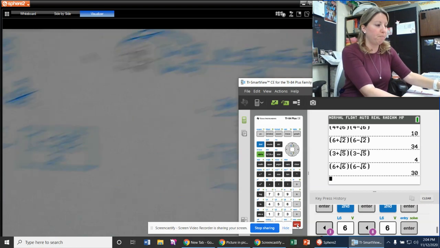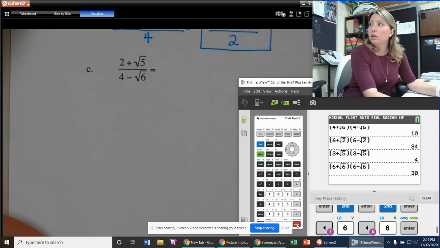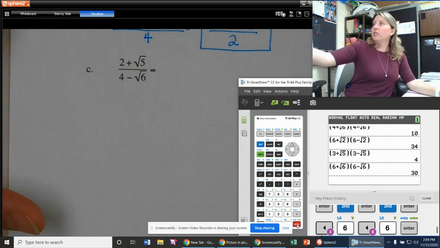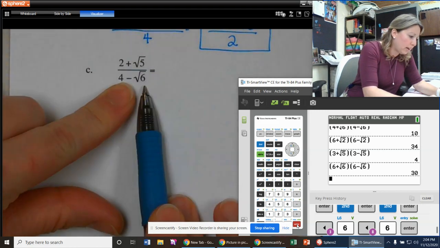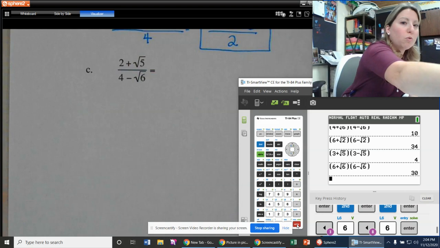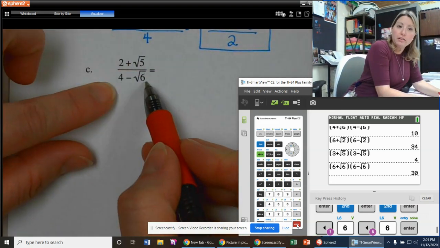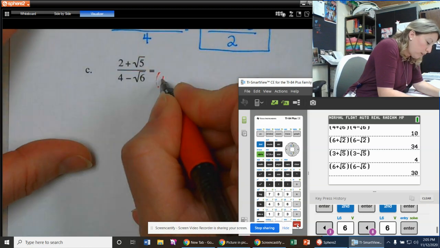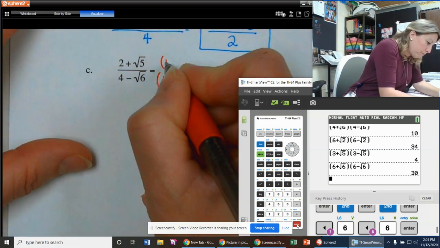Last example. Then you're trying it on your own, but you can do this. I feel like I just had that denominator, and I did. Look at that. I can go up a little ways. Okay. The conjugate, let's do it in red. The conjugate of 4 minus radical 6 is 4 plus radical 6. So let's multiply top and bottom by that.